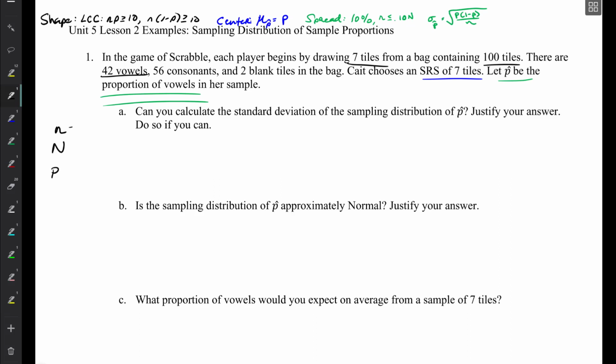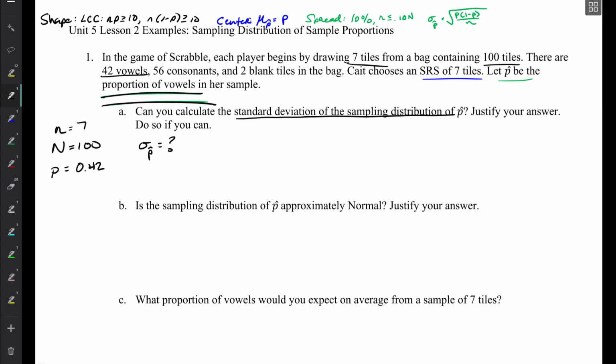My sample size: we're drawing 7 tiles from the bag, but the bag has a total of 100, so there's my population size. And then the proportion that we are interested in, this is why this part was so important, the proportion of vowels. There are 42 vowels out of 100 in the bag, so that is 42%, or 0.42. So, part A, can you calculate the standard deviation of the sampling distribution of p hat? So that's looking at sigma sub p hat. That's what we're going to want to find.